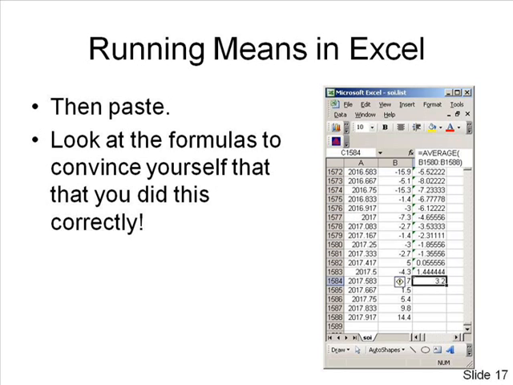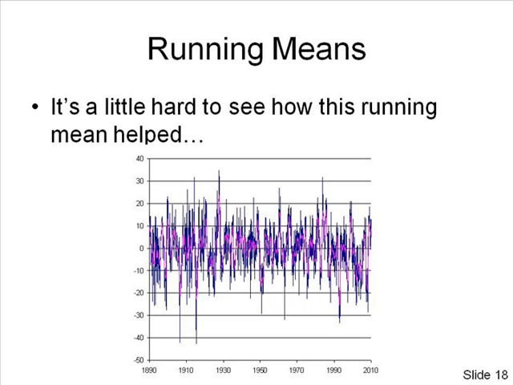So you can take a look at this and actually look at the formulas at each of your cells and make sure that you did this correctly. Like in this case here, I have the cursor parked on the last running mean that I computed, and I can look at the formula and see that the running mean that I computed refers to the correct group of 9 cells. Okay, so this running mean itself is a time series.